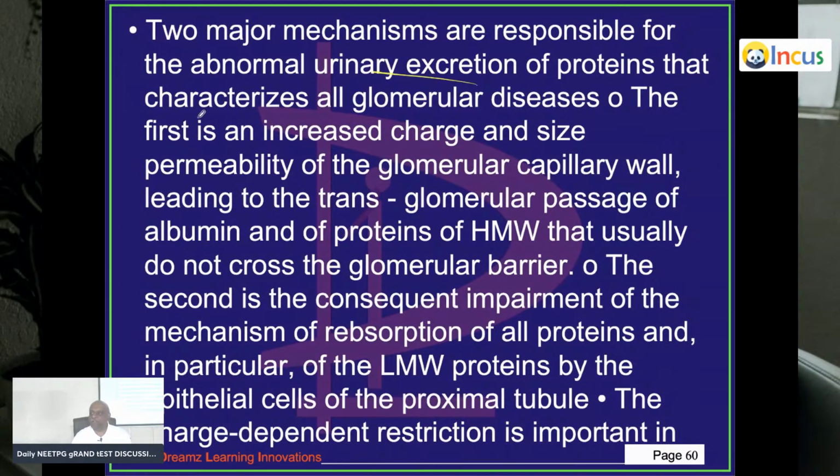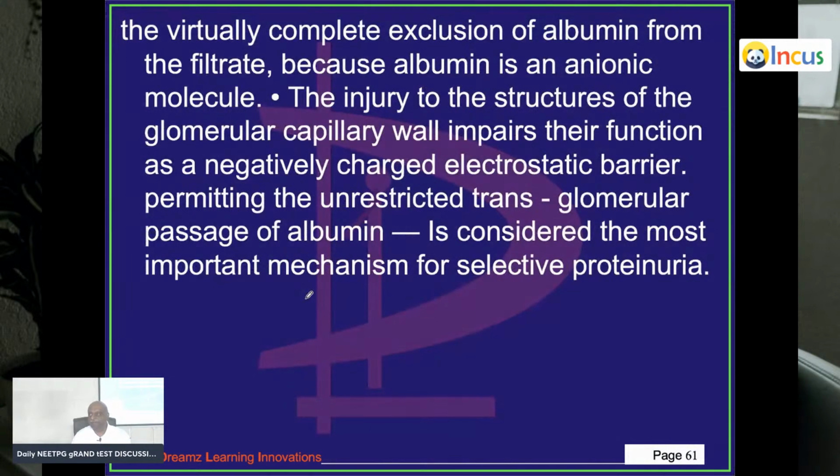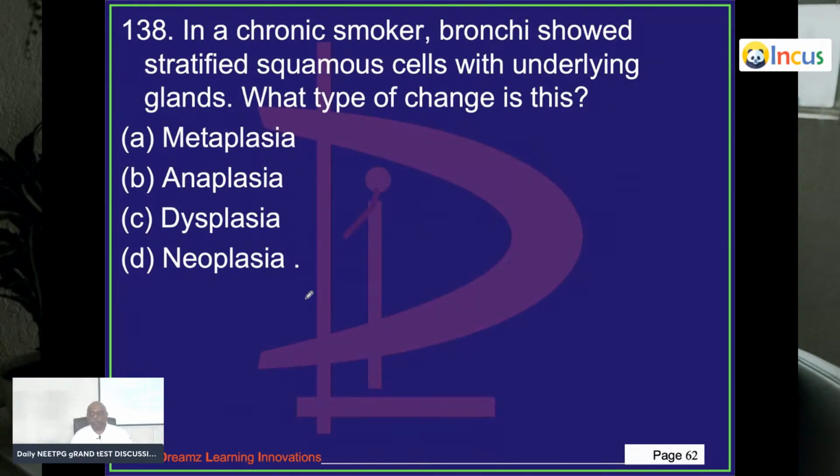Abnormal urinary excretion of proteins is a feature of glomerular diseases. The first is increased charge and size permeability of glomerular capillary membrane. In chronic smoker, bronchi shows stratified squamous cells, metaplasia, with underlying glands.